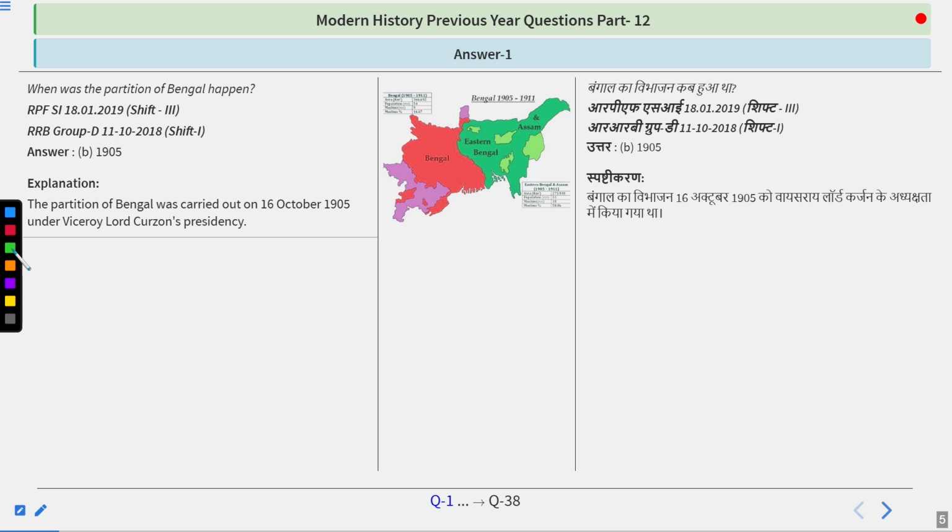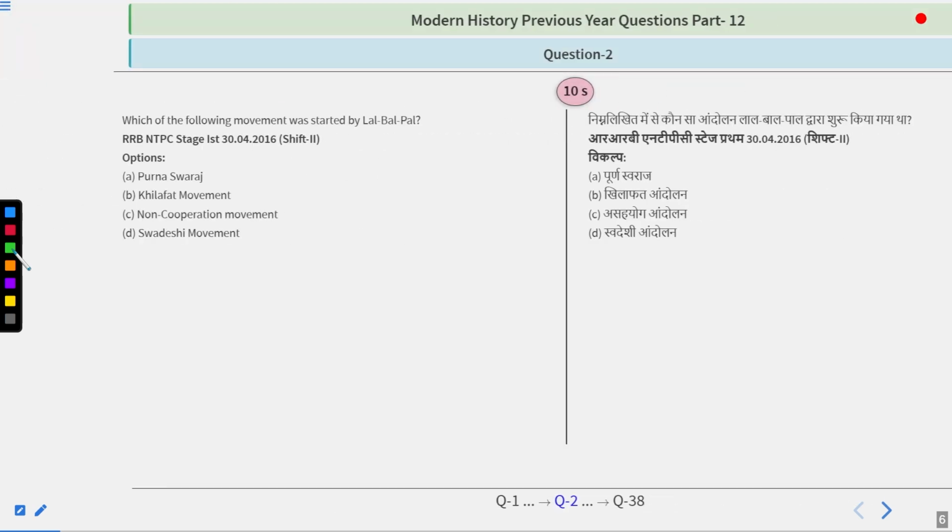After the partition of Bengal, Rabindranath Tagore wrote the song Amar Sonar Bangla. So remember, the answer is 1905.